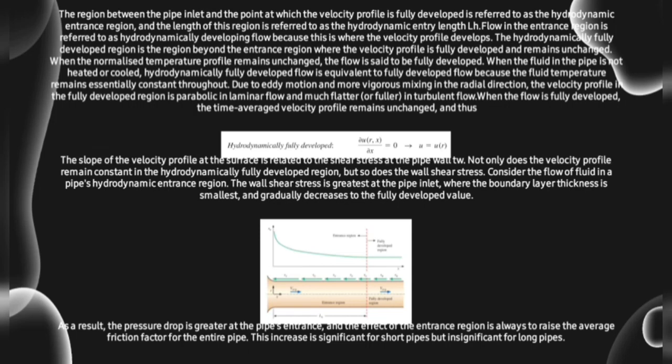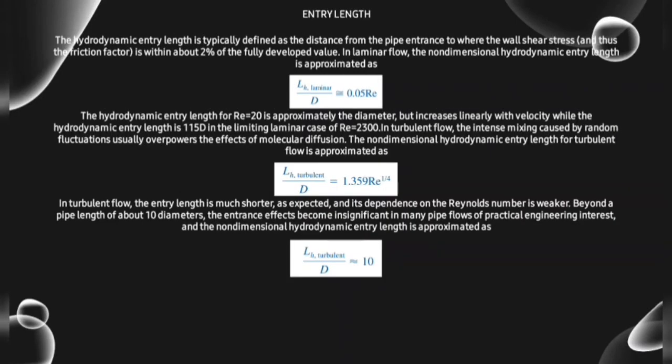As a result, the pressure drop is greater at the pipe entrance, and the effect of the entrance region is always to raise the average friction factor for the entire pipe. This increase is significant for short pipes but insignificant for long pipes. Entry length. The hydrodynamic entry length is typically defined as the distance from the pipe entrance to where the wall shear stress is within about 2% of the fully developed value.